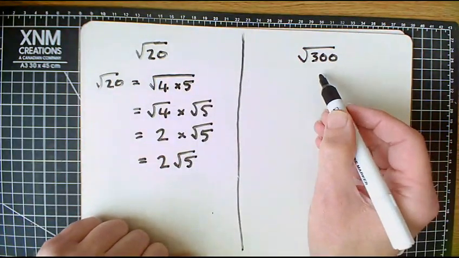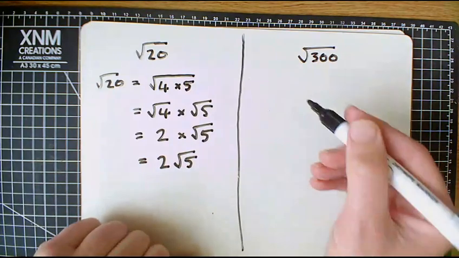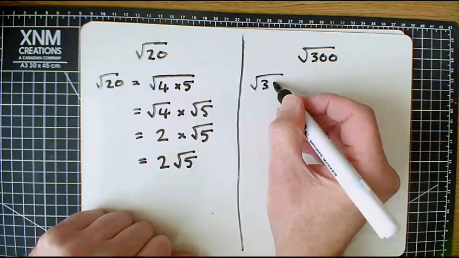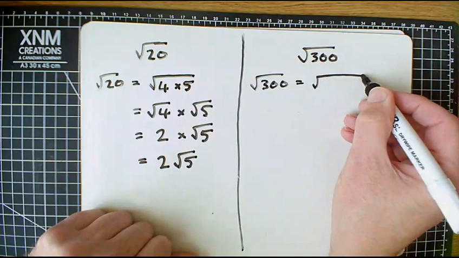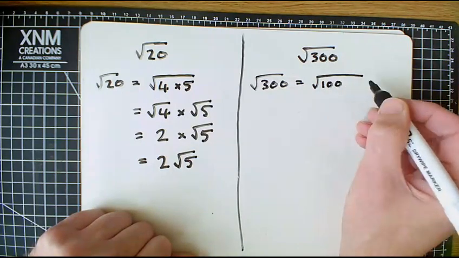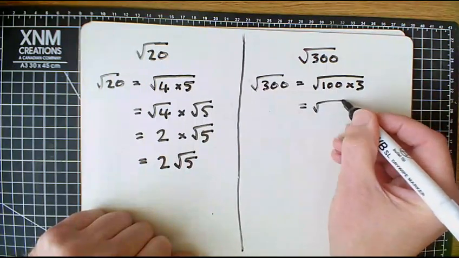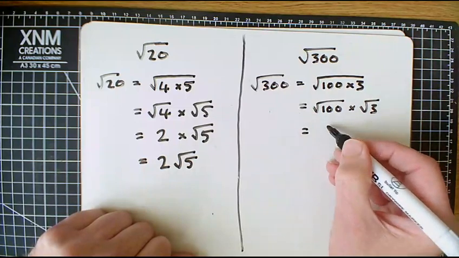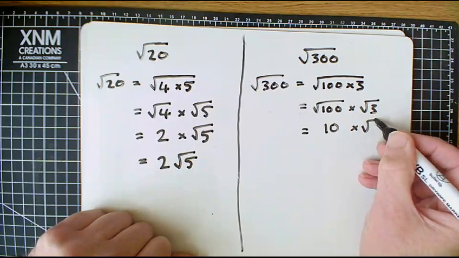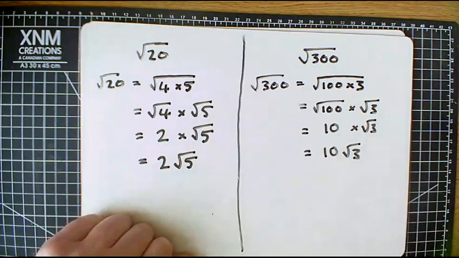Right, time for you to have a go. Try this one, if you'd like to pause the video. Okay, so the square root of 300. Now I'm thinking of square numbers that make up 300. The most obvious one to me is 100. And 100 times 3 will give me 300. So I could write that as the square root of 100 times the square root of 3, which is 10 times the square root of 3, which I can write as 10 root 3.